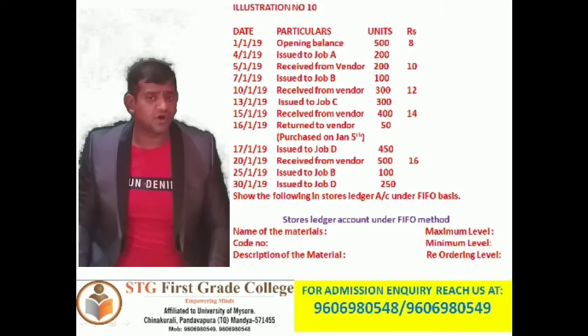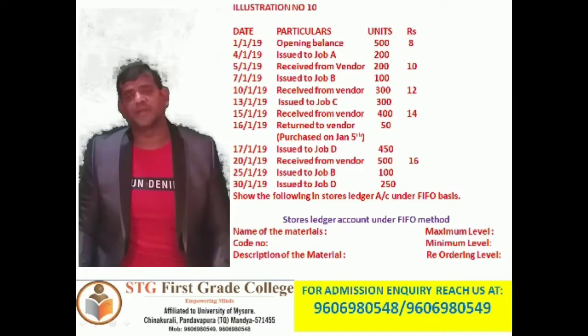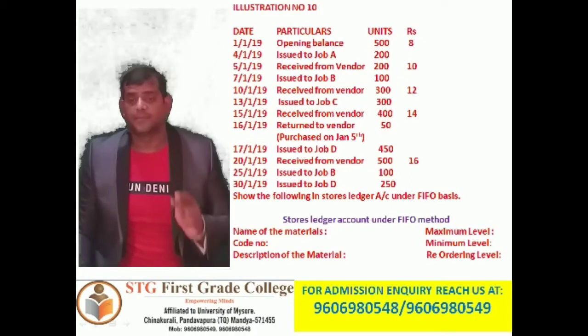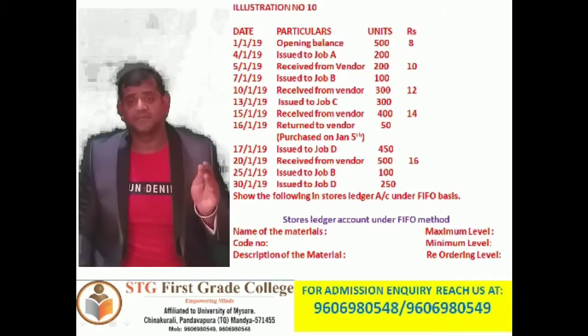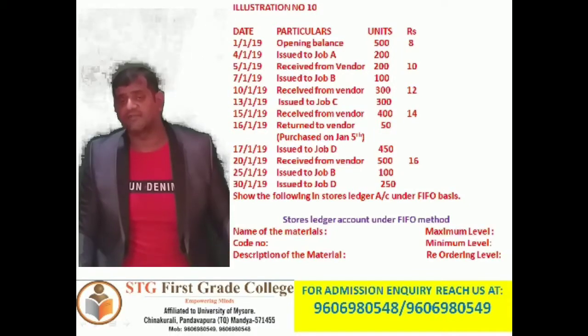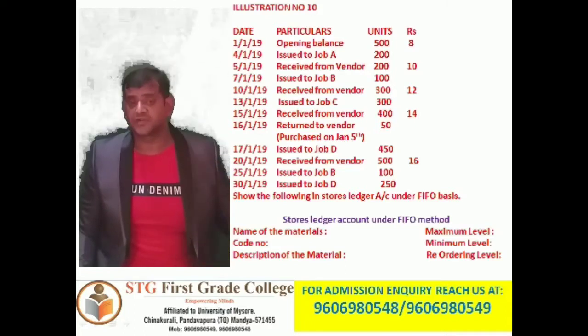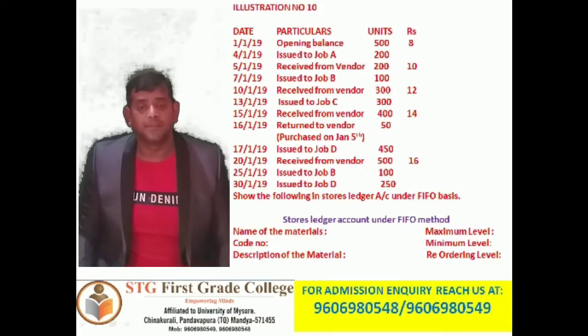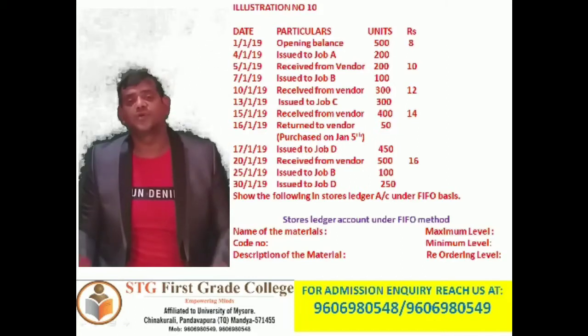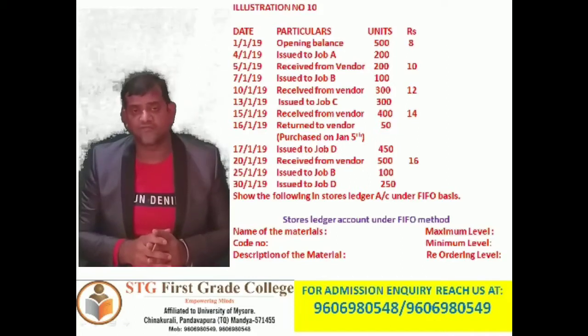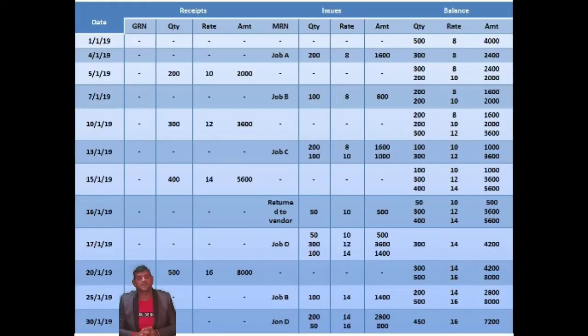Name of the material, there are no details as such. Code number they have not given. Description of the materials also not given, but maximum level, minimum level, reorder level, you have to enter whether he gives the information or not. So these are the major headings which you are supposed to enter without fail.